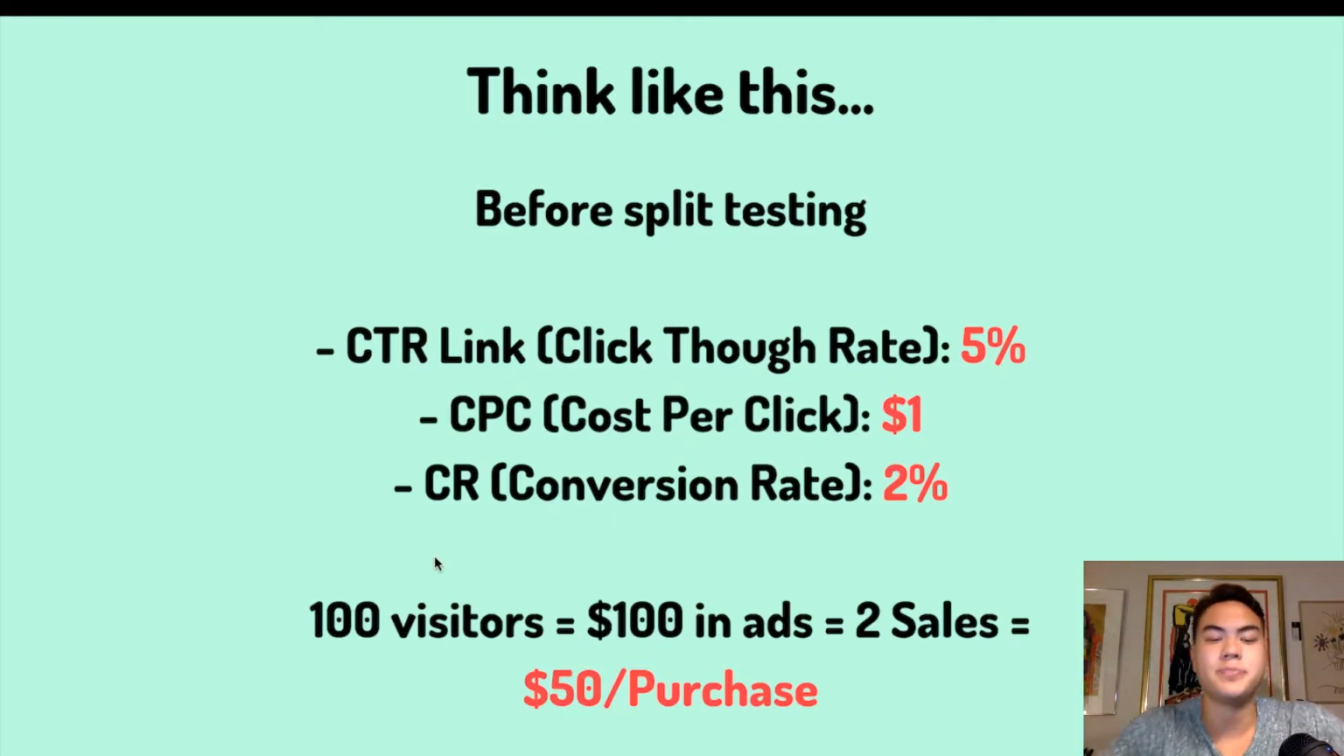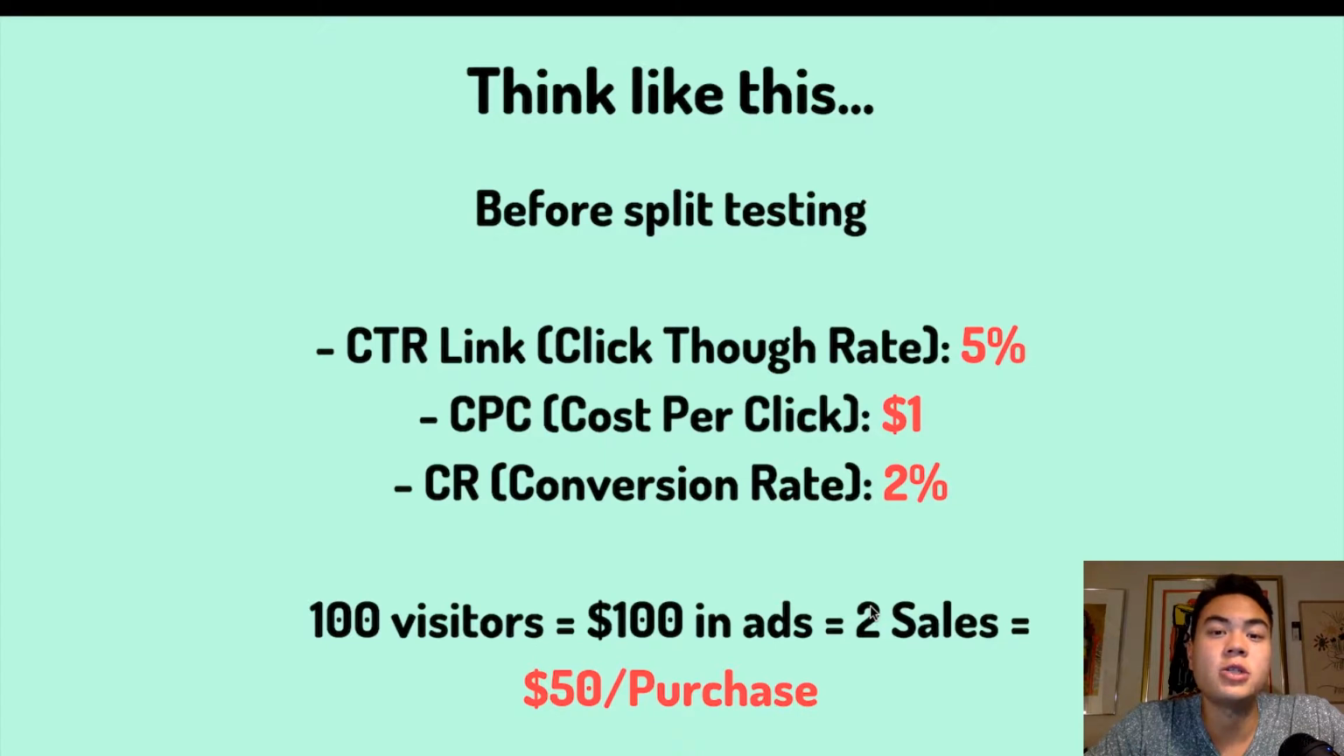That means in the end, if you get 100 visitors, you have to pay approximately $100 in ads, since one cost per click, so one click is $1, so 100 visitors is $100, and that means you get 2 sales because your conversion rate on your store is roughly 2%. So out of 100 visitors, you'll get 2 sales. Those 2 sales cost you $50 per purchase, since you're spending $100 to get those 2 sales. Hope that makes sense to you guys. If not, go back and watch it again to make sure you understand it.